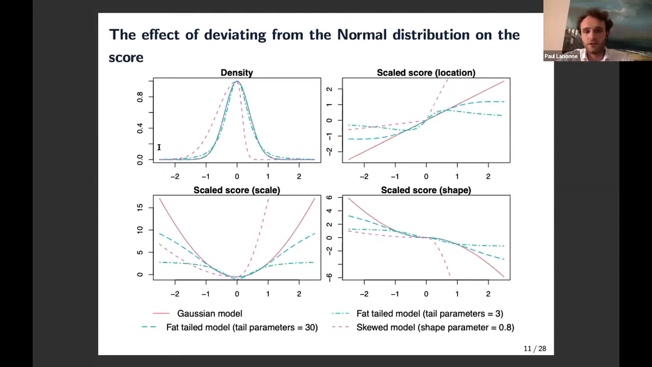So I'm illustrating this fact here. For instance, in the top left panel, I'm showing the density function. If the density is normal, then it represents the red lines. We can see that the score function, for instance for the location, which controls the conditional mean, is linear. So if we have a very extreme observation, then this will be reflected as such on the model parameters. But if the model has fat tails, for instance, we can see that extreme observations are down-weighted.